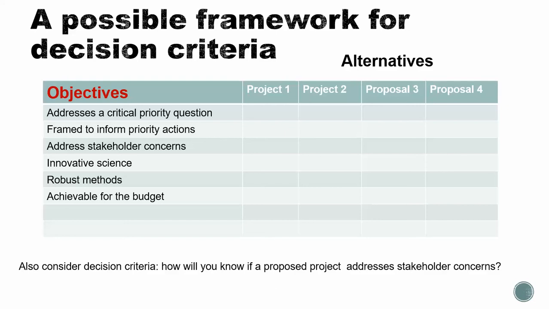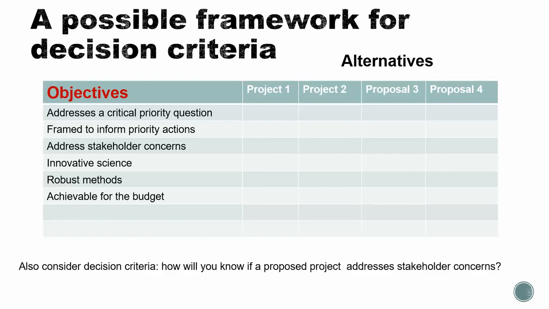And so imagining this down the road, you have project 1, project 2, these proposals that come in to do research on the project. Well, you can identify objectives, and it may be whether the project addresses a critical priority question, whether it's framed to inform the policy priority actions, whether it addresses stakeholder concerns, whether it's innovative science, robust methods, achievable for the budget. These are all things that you might use to pick one project over the other, because realistically, if you actually put out this RFP, you'd have more science that you'd like to fund than you have money to fund.